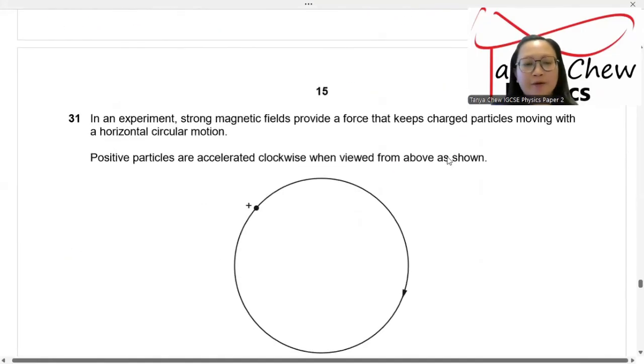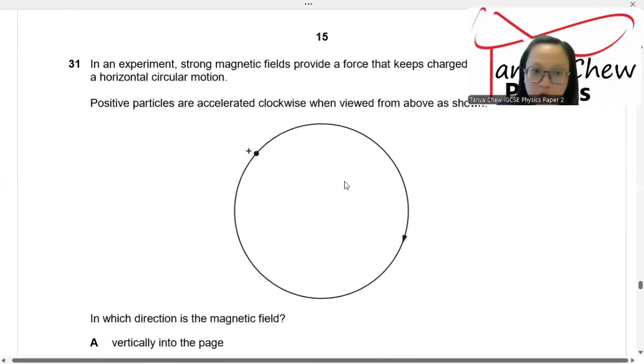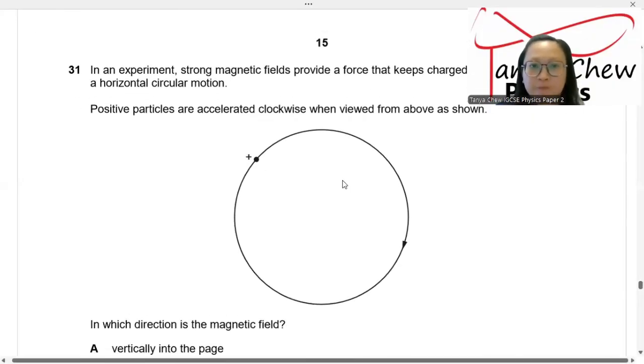31. In an experiment, strong magnetic fields provide a force that keeps charged particles moving with a horizontal circular motion. Positive particles are accelerated clockwise when viewed from above, as shown. Positive charge. In which direction is the magnetic field?